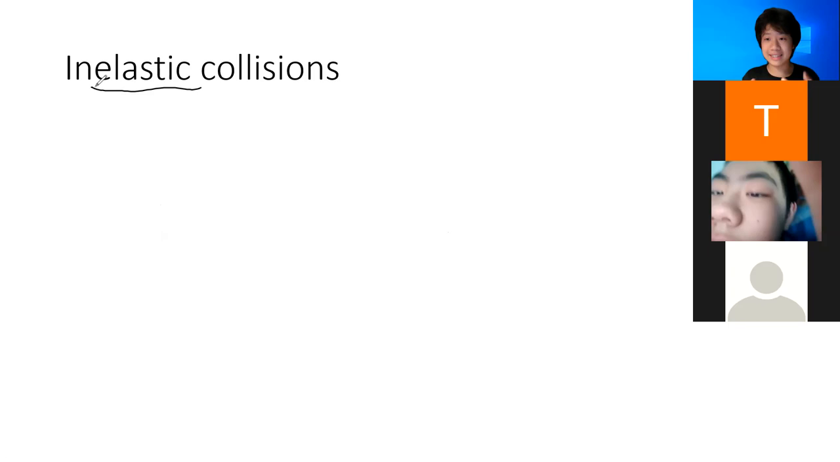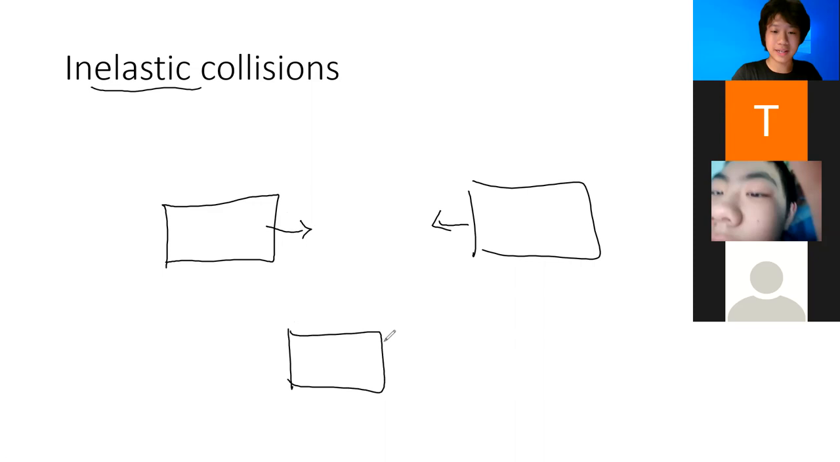For example, we might have two blocks. One is moving this way, one is moving this way. They collide and they just stick to each other right here. And they could stick together and move on in another direction. But what's key to an inelastic collision is that these two objects will stick together and fuse into one bigger object, almost like there's glue on them.